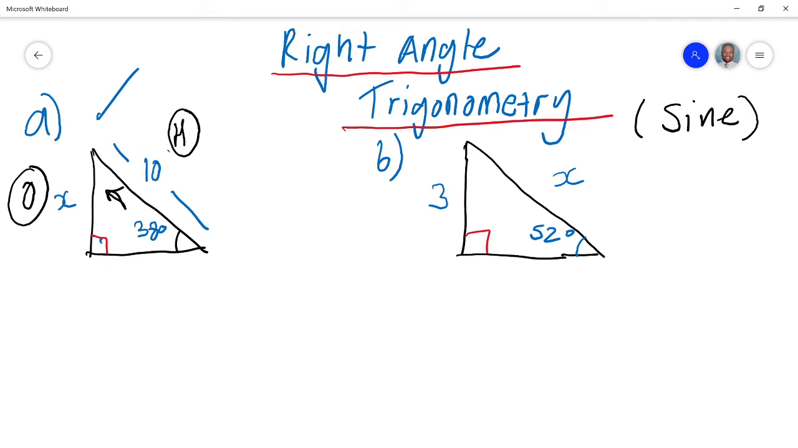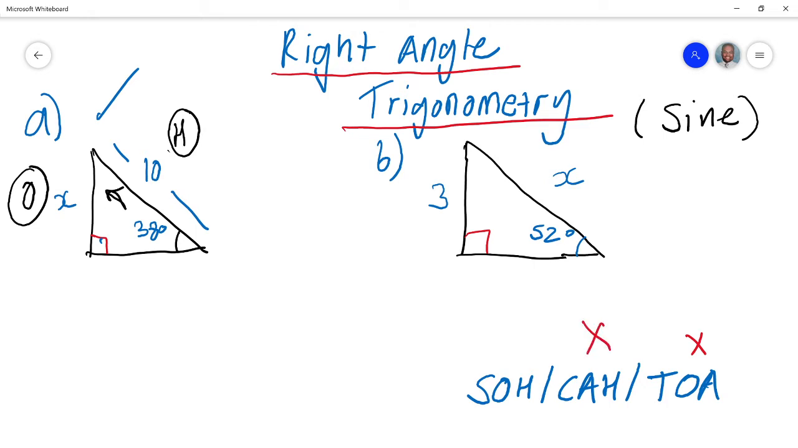All right, so the last bit we need to find out is what ratio links opposite over hypotenuse. All right, so if you write down this formula here, Sohcahtoa, we need to find out what ratio has opposite and hypotenuse. Definitely not Toa, definitely not Cah, but in this case it's Soh. All right, so we're going to be using the sine ratio to help solve the equation here.